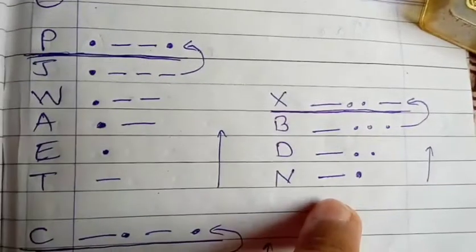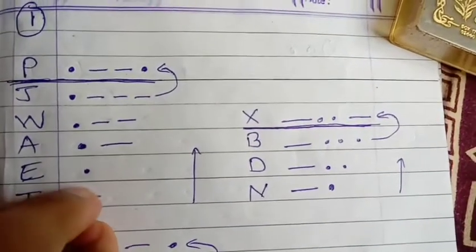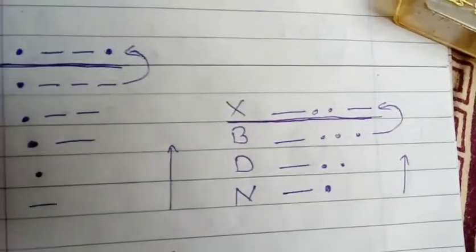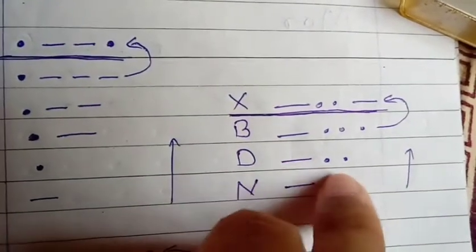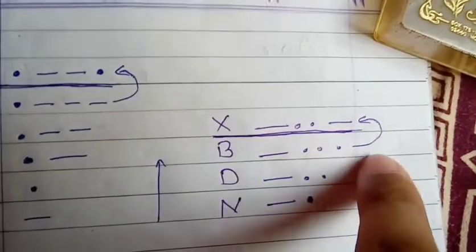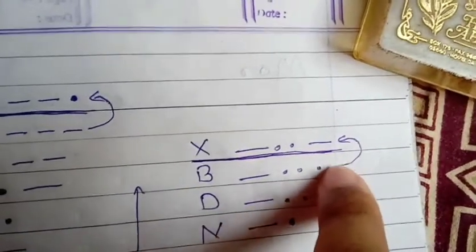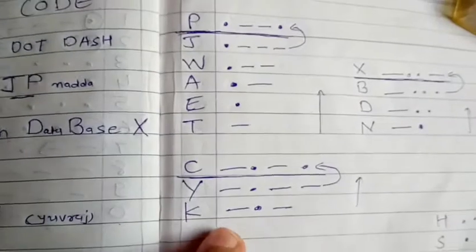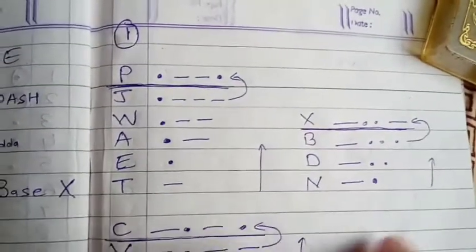Now look at N, one step increase from T, dash dot. D means one step increase now from bottom up approach, dash dot dot. B means dash dot dot dot. X means let's exchange the last dot with dash.